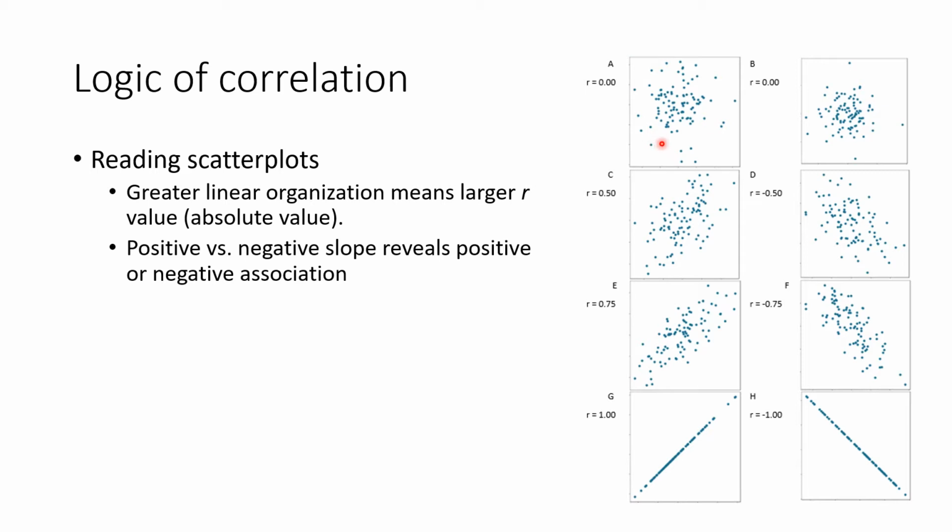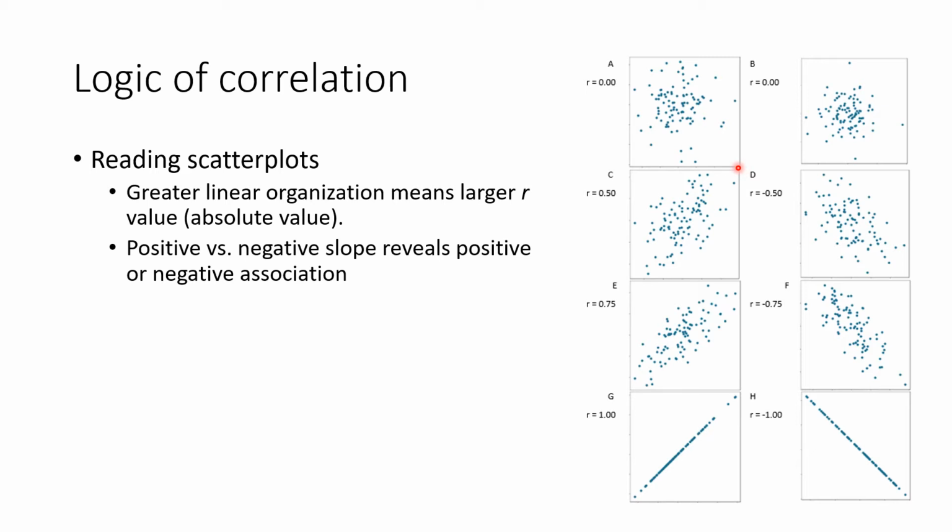And each data point is a given person's paired score. So this person had an x score here and a y score here. So that point represents the combination, the pairing of their two scores. And so each dot represents a person.